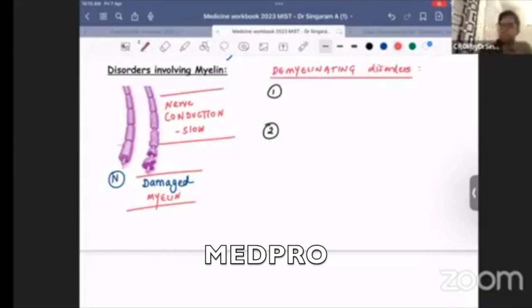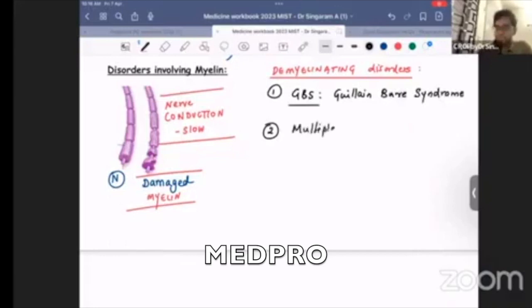Two things are there. One is the very famous one. Even this time in your January exam, we had a question. What is it? GBS. What is that? Guillain-Barré syndrome. Number one, GBS. Number two, yes, multiple sclerosis.